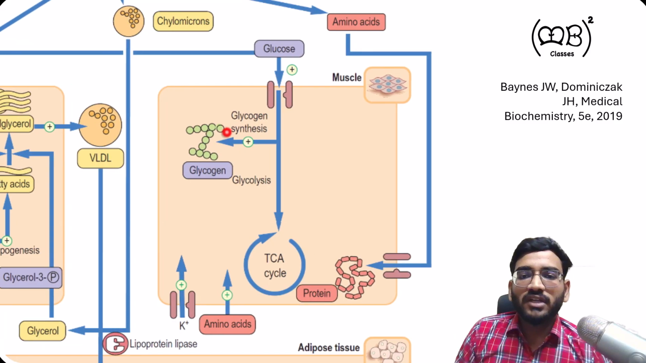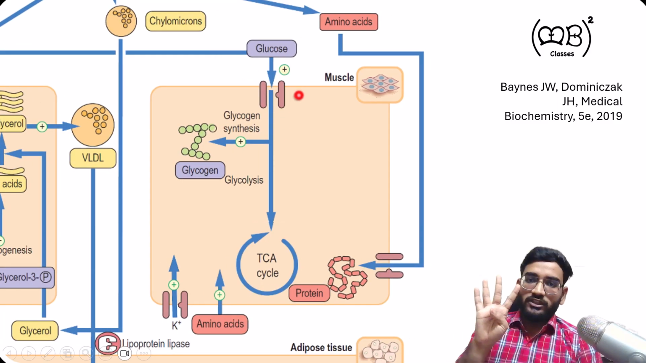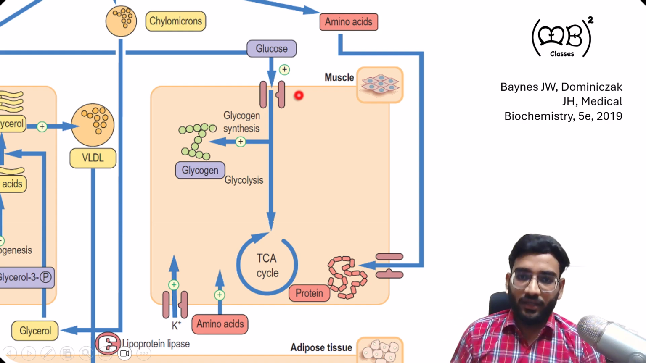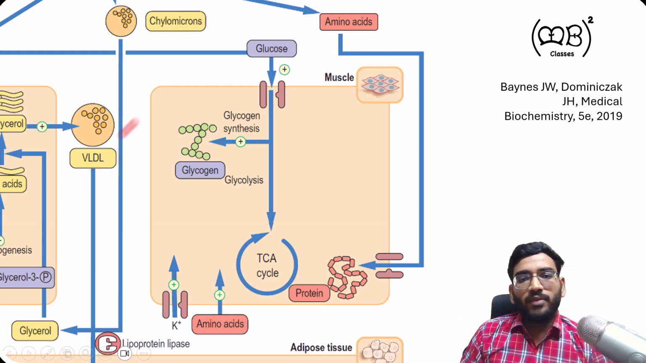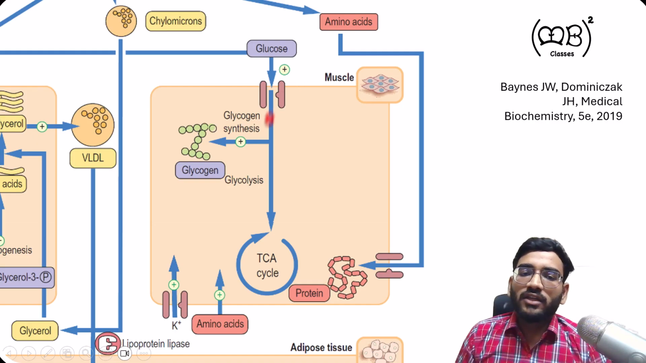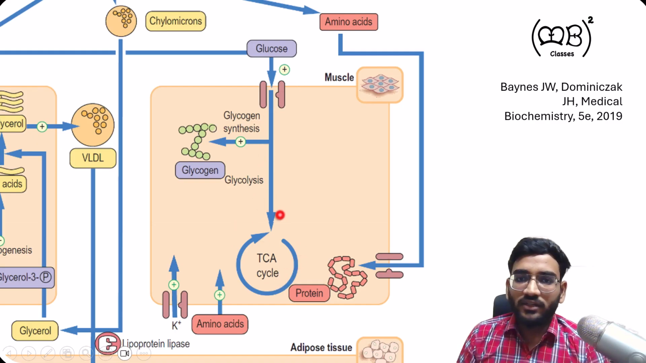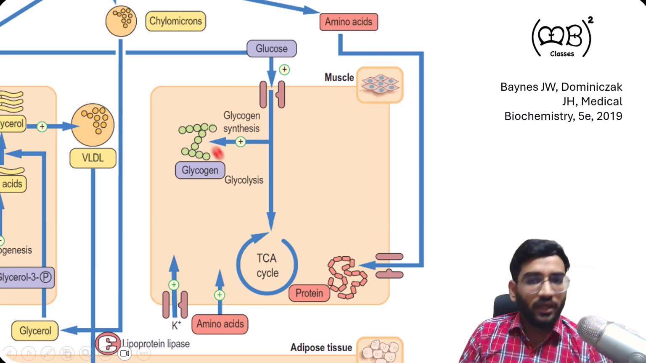What happens in the muscle is, glucose is taken up by the GLUT4 transporter, which is insulin dependent. Then the glucose will go into glycolysis, go into the TCA cycle and provide energy to the muscle. Excess will be stored as glycogen.